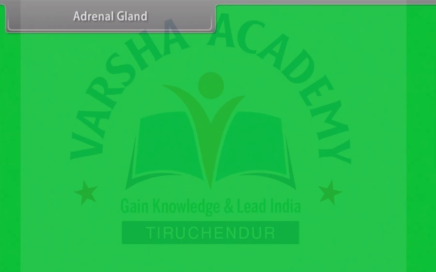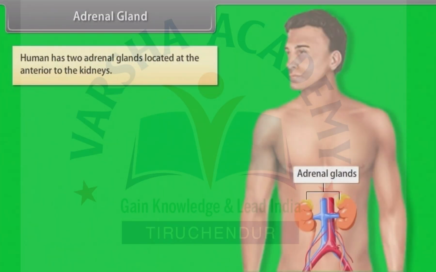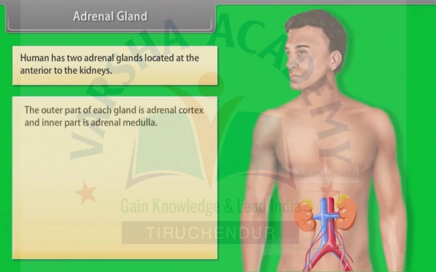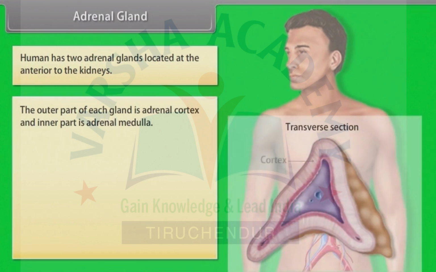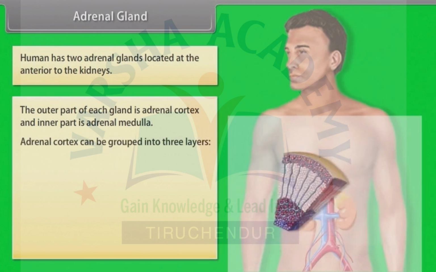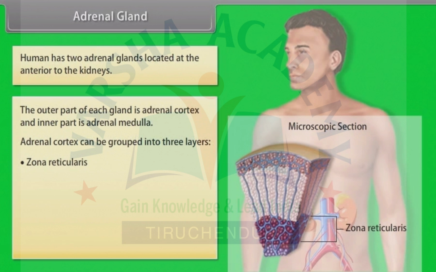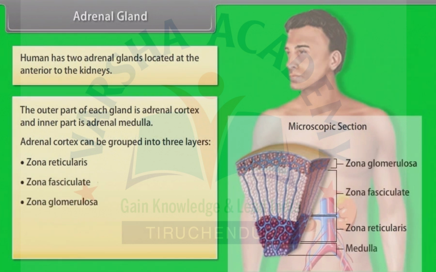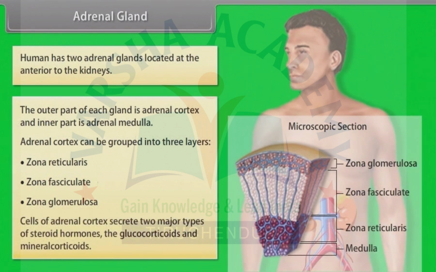Adrenal gland. Humans have 2 adrenal glands located anterior to the kidneys. The outer part of each gland is the adrenal cortex and the inner part is the adrenal medulla. Adrenal cortex can be grouped into 3 layers: zona reticularis, zona fasciculata, zona glomerulosa. Cells of the adrenal cortex secrete 2 major types of steroid hormones, the glucocorticoids and mineralocorticoids.